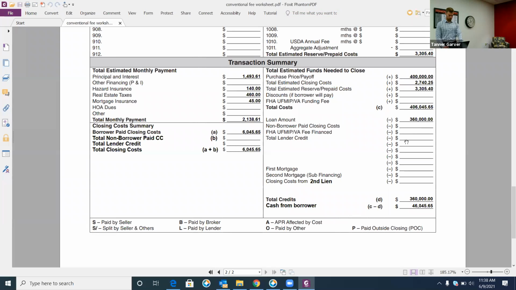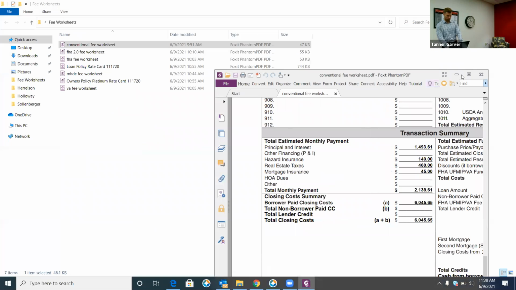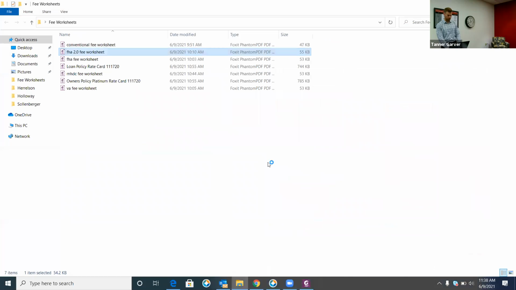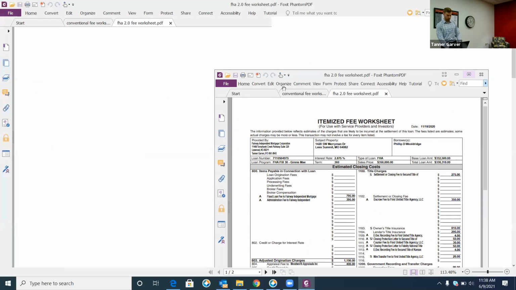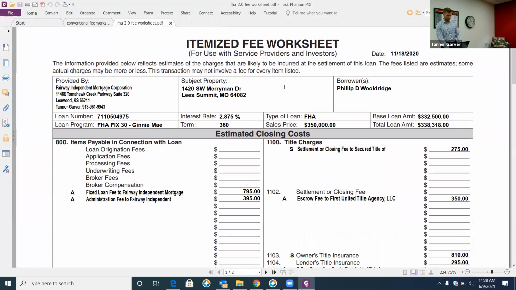Okay, I'm going to share now. That's a conventional loan, okay? Now I'm going to share an FHA loan so you guys can see why it's better to go conventional over FHA. And it's all in the closing costs and the appraisal. But the main thing is closing costs.